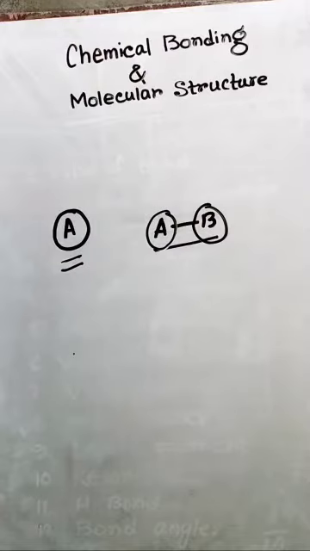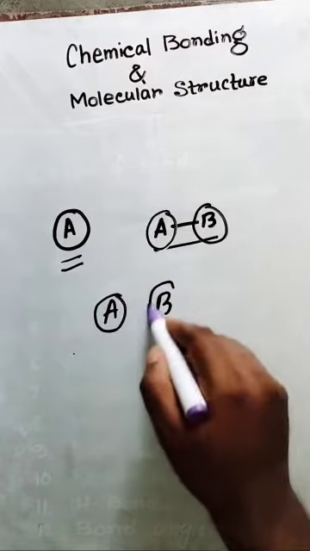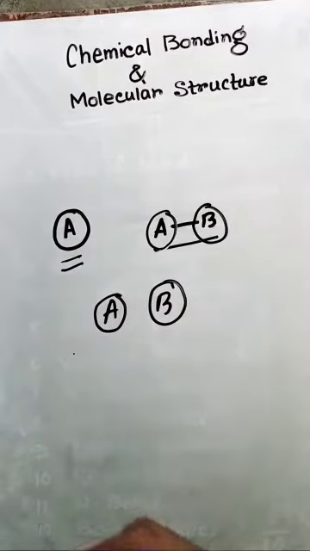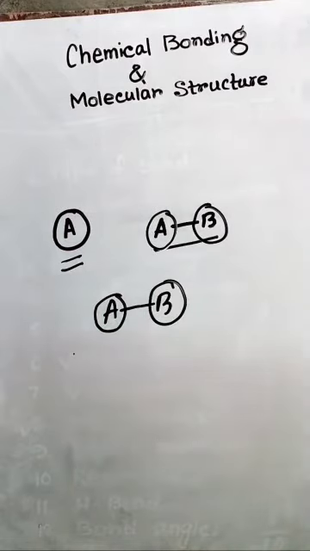So, the chemical bond may be defined as the force which holds atoms or ions together. For example, A and B, it's an atom, it's an atom. So actually chemical bond means there is an attraction force. Sometimes this attraction force is created by sharing of electrons, and sometimes this attraction force may be created by donation of electrons.